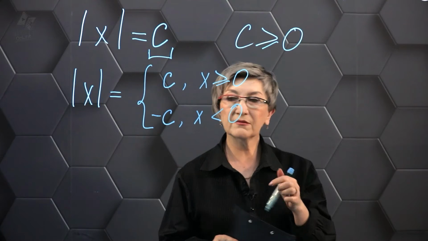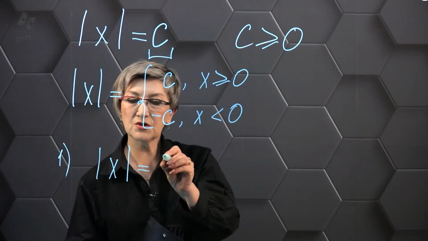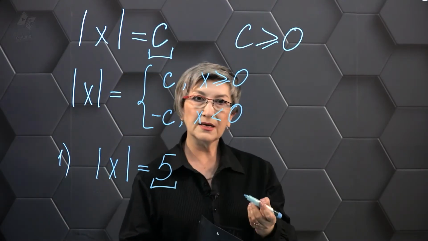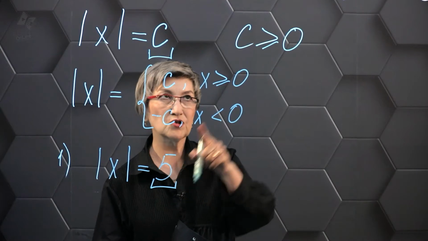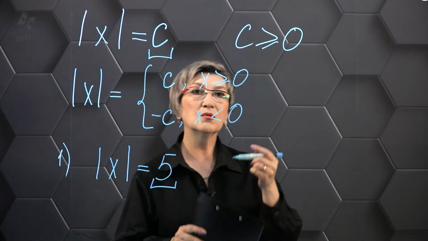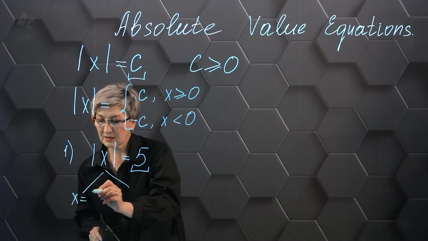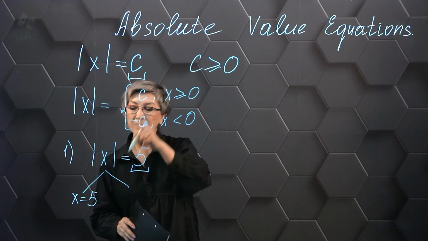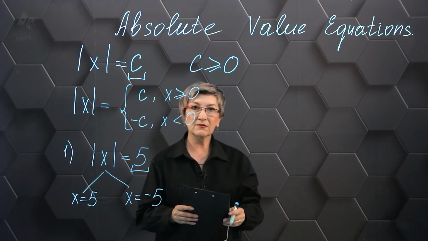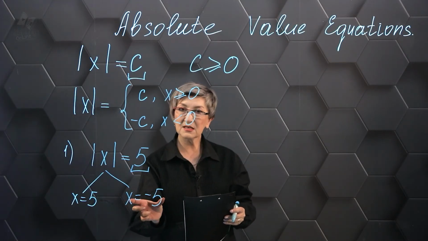Let's consider the first equation. If the modulus of x equals the number 5, then we'll check the number 5 first. Why? Because this number must be greater than or equal to 0. This number is greater than 0. Then x is equal to the number 5 itself, and x equals minus 5. When we solved this equation, we came up with two roots, x equals 5 and x equals minus 5.